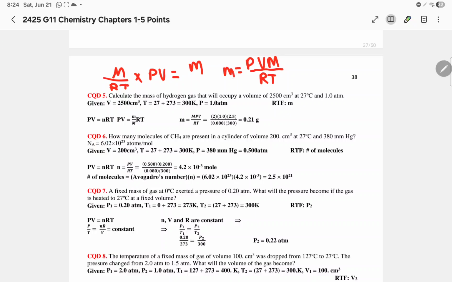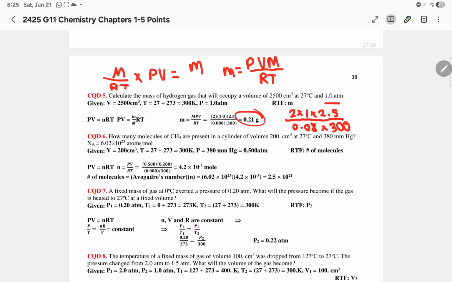So what's P? Pressure is 1 atmosphere. And the molar mass of hydrogen is 2 because it's H2. So 2 times 1 times volume, which is 2.5, because you need it in liters, all over RT. R is 0.08 as given. T is 300 because it's 27, you need to convert it to Kelvin. You get 0.21 grams.